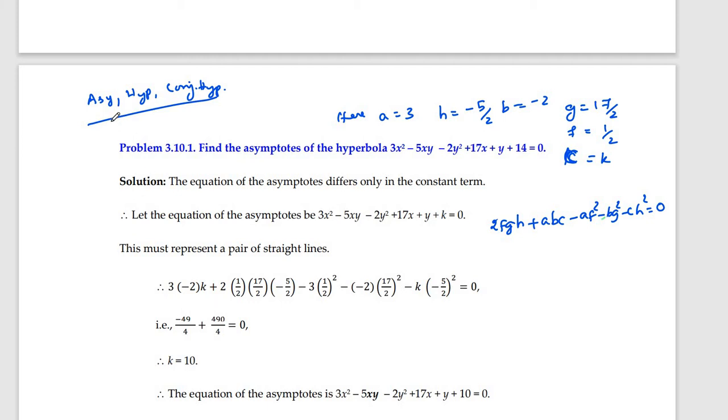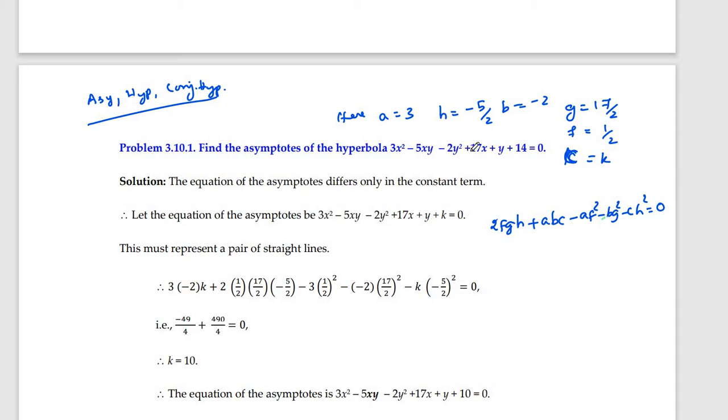So now we'll have a few problems on asymptotes, hyperbola and conjugate hyperbola. These are a few numerical problems that we will have. The first one is: find the asymptotes of the hyperbola. You're given the hyperbola, you're asked to find the asymptotes.